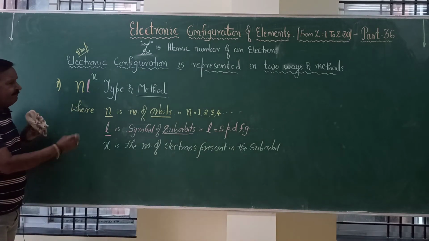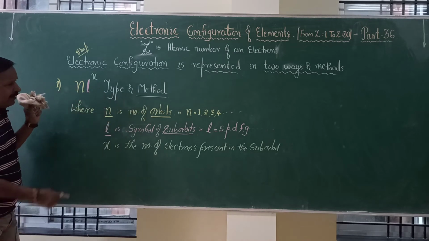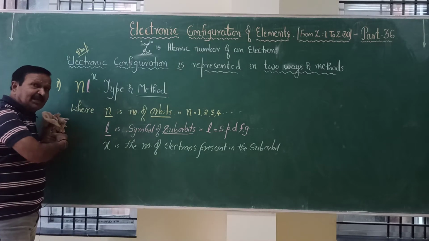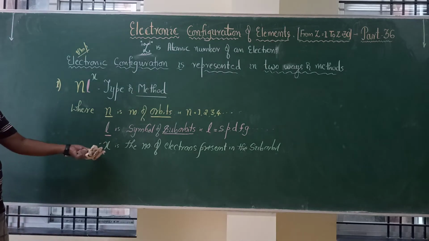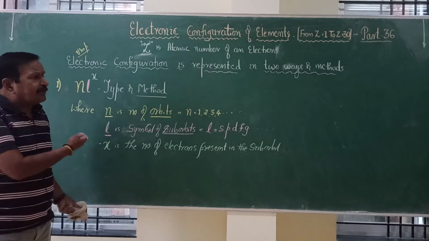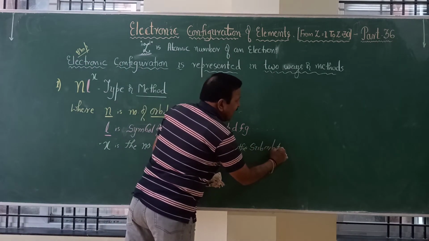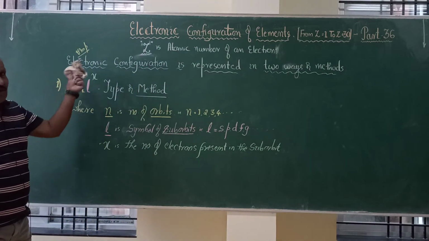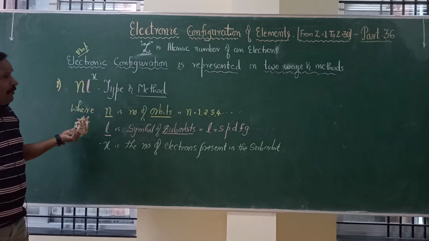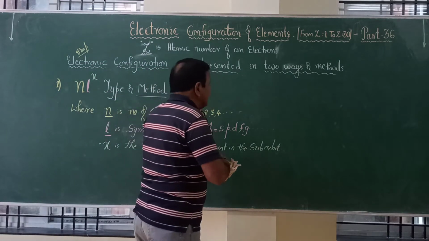So remember, N is your orbit, L is suborbit. These two we are not interested in during calculation. We are only interested in X because this will give you the number of electrons present in the suborbit that we are going to calculate. Hence, during electronic configuration, we are going to add only the power or the indices of the configuration. So, what is the meaning of NLX?